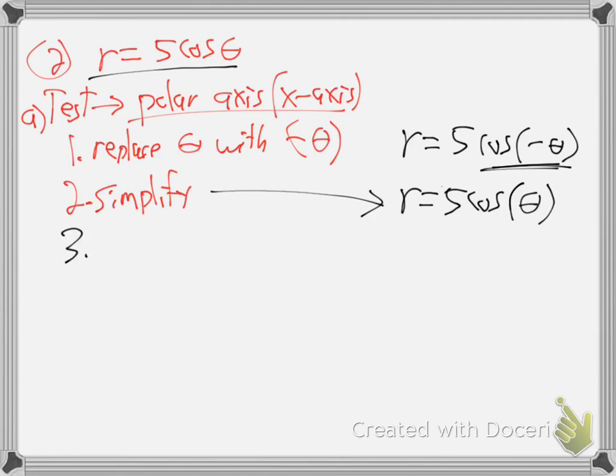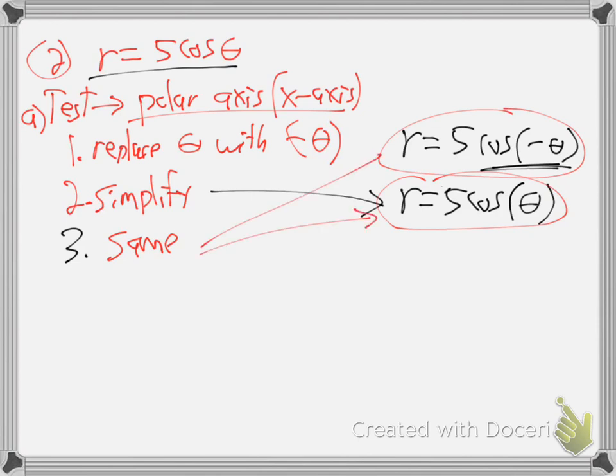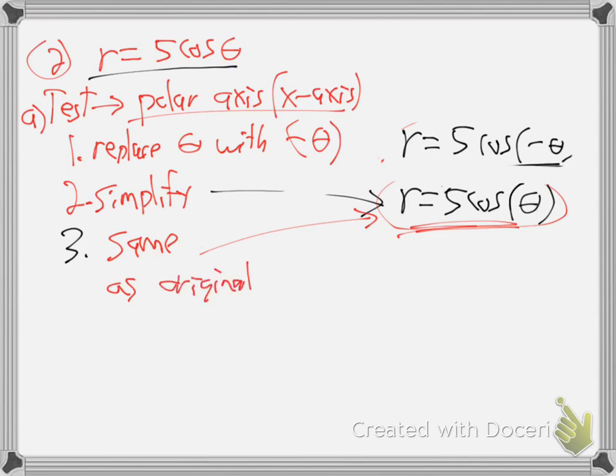Okay, so step 3 is, are these the same? Right, we're comparing the simplified, not those two. What am I doing? I'm getting totally confused. Is this the same as the original? What's the original? R equals 5 cosine theta. Is this the same as the original? Absolutely the same. So that's a big yes. Yes, it has that kind of symmetry. That polar axis, x-axis symmetry. So that's what we learned.